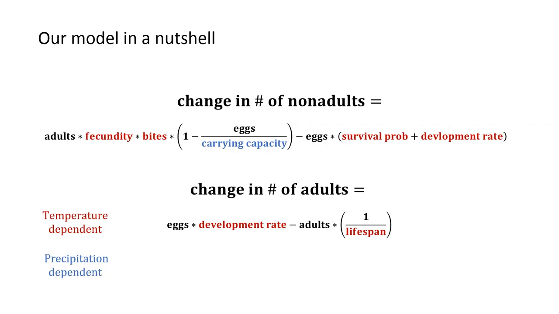This is the full representation of the model. So a part like egg production, that's a result of the number of adults you have multiplied by their fecundity and multiplied by the number of blood meals they take. And again, the red parts are all life history traits, and these are dependent on temperature.